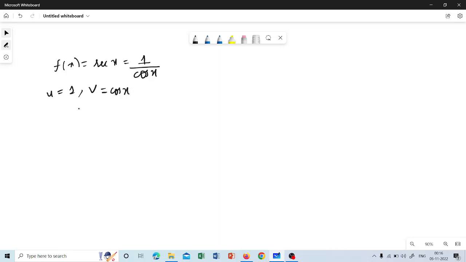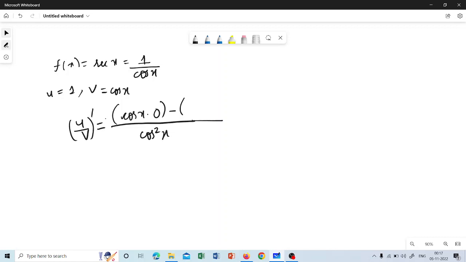So if I write v square, that is nothing but cos square x. So cos x into u dash: u dash is 1, and the differentiation of 1 is 0. So cos x into 0, minus u into v dash. V dash is the differentiation of cos x, which is minus sin x.